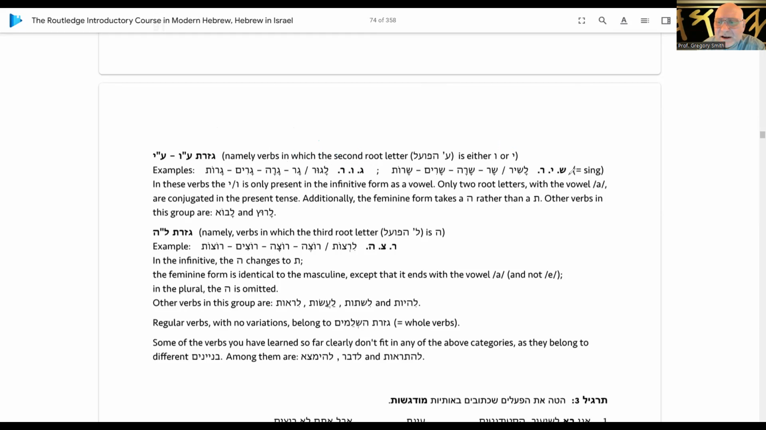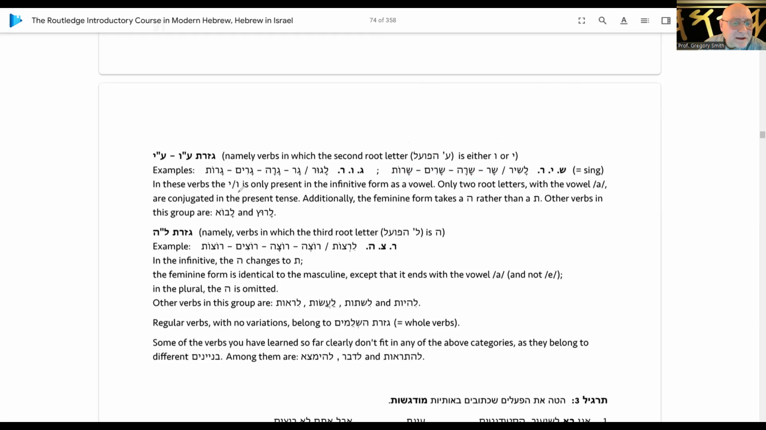Okay, so let's take a look at this one here. We have shin, yod, resh. So that's the shoresh, that's the root. And lashir means to sing. Ani shar, I am singing. Hi shara, she is singing. Anachnu sharim would be we are singing. And aten sharot would be you all, strictly feminine plural, are singing.